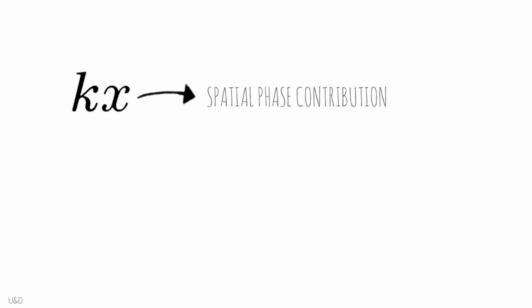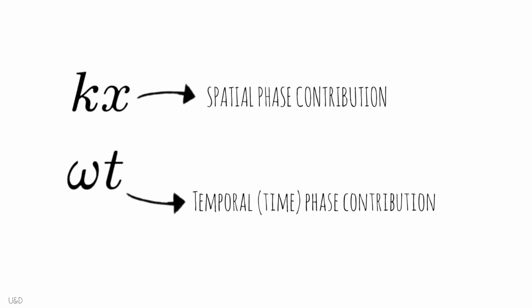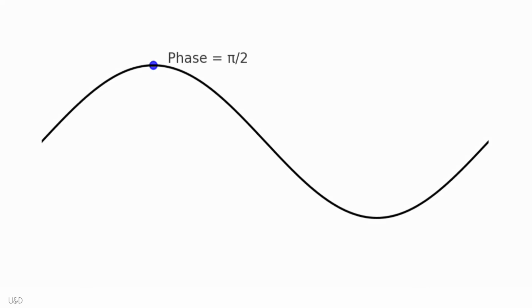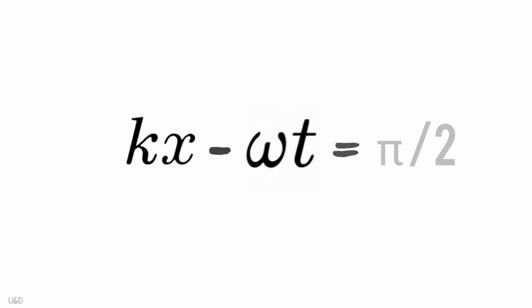Now, this is where it all comes together. We have seen that kx gives us the phase contribution from space, and omega t gives us the contribution from time. But what does the full expression kx minus omega t equals a constant actually tell us? Let's suppose we are tracking a specific point on the wave, say the peak of a sine wave. For a sine wave, the peak always corresponds to the phase of pi by 2 radians, so we can write kx minus omega t equals pi by 2.